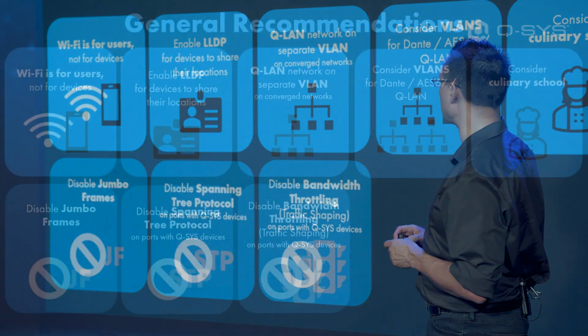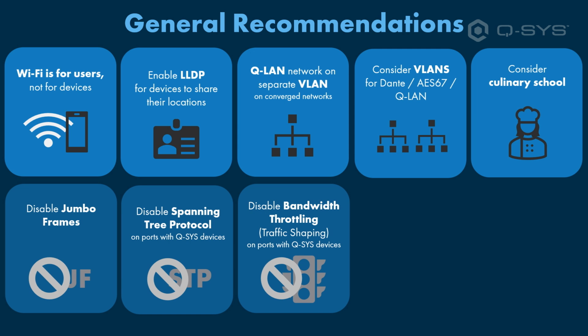Also disabling bandwidth throttling, also known as traffic shaping, on ports with Q-SYS devices. Again, we want to make sure that our devices are in control. We don't want the switch to determine how much bandwidth is allowable for each port. So if you have this property on your switches, that's another thing you probably want to disable.